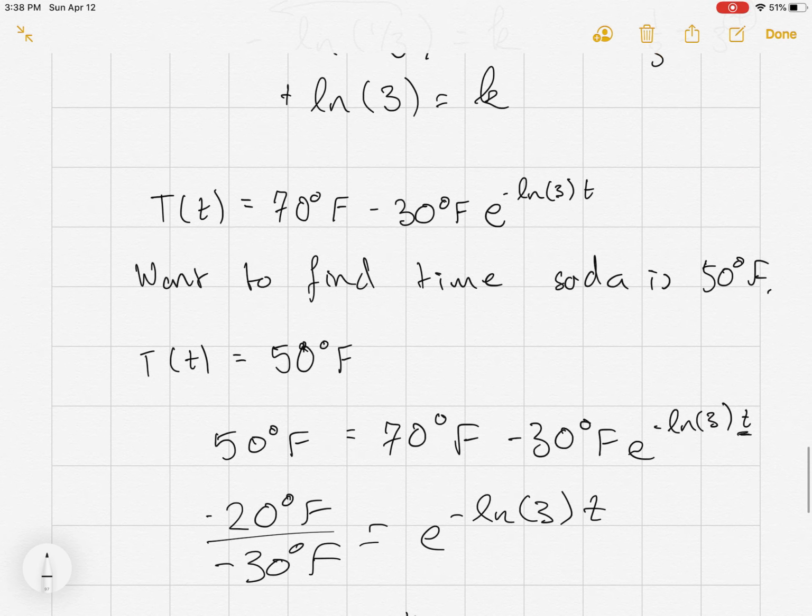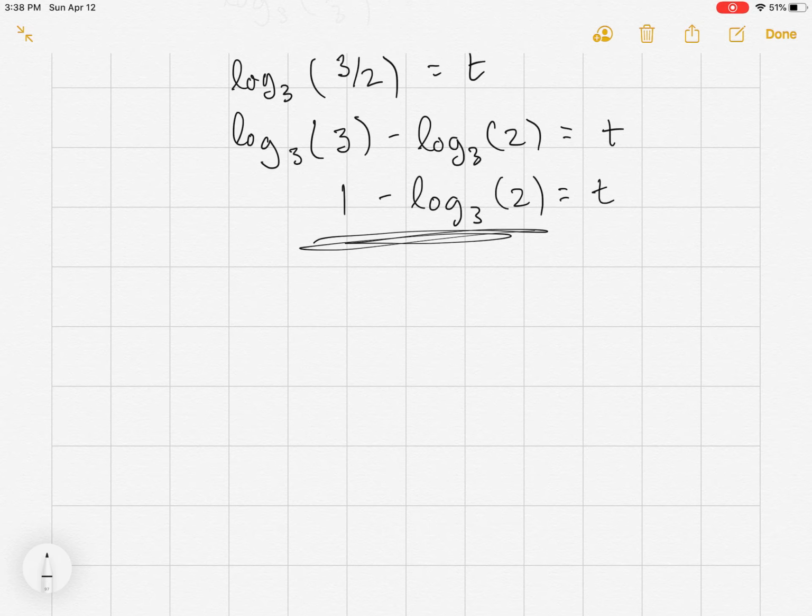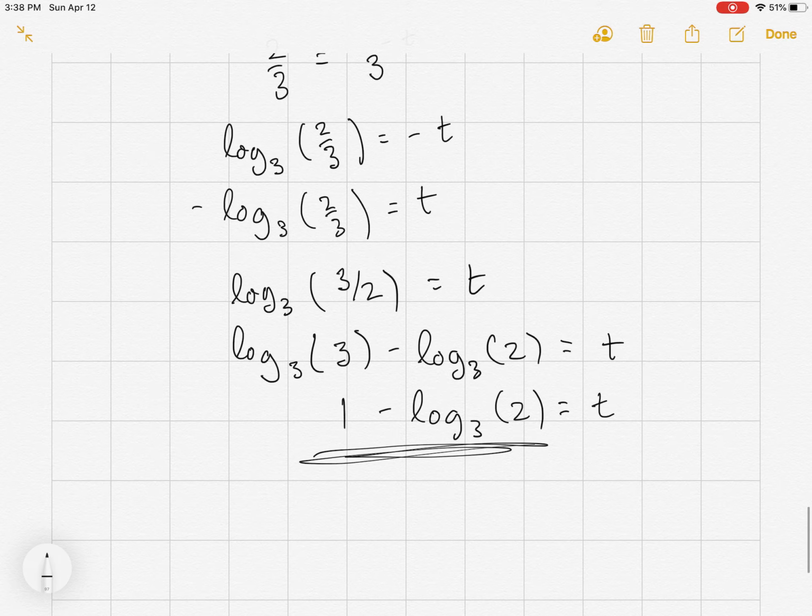So yeah, that's everything for this video. That kind of wraps up section 4.6, right? Just a couple examples of how we can use the exponential function to model different kinds of situations. All right?